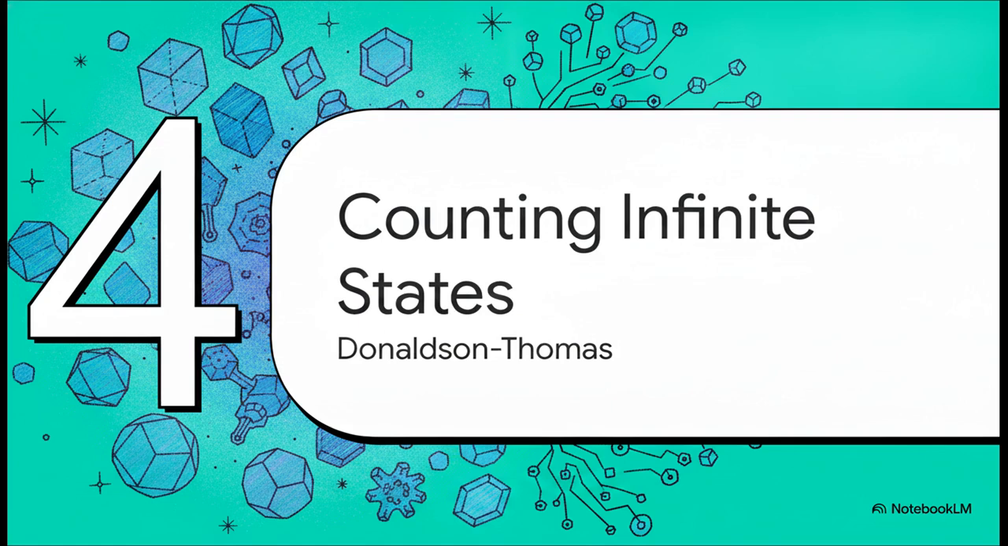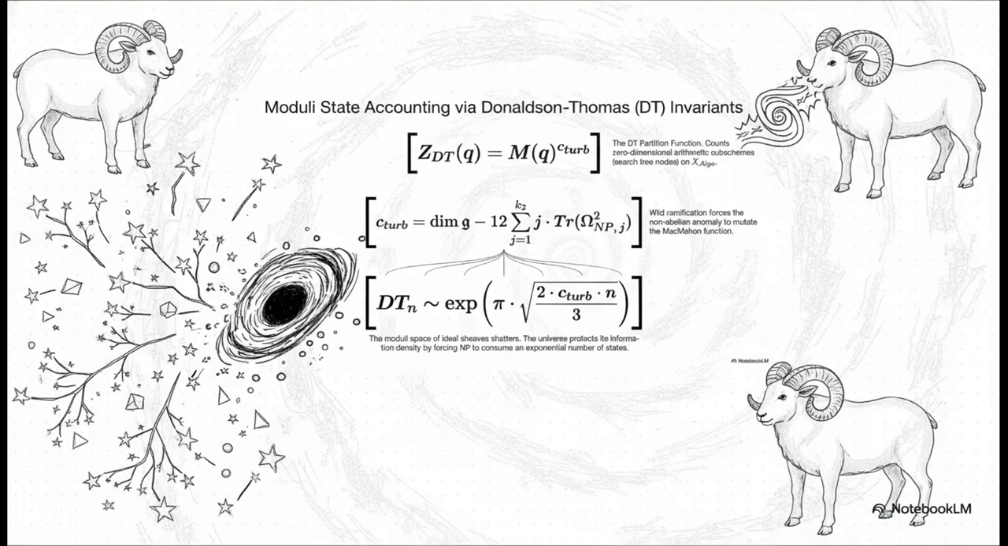Let's move on to section 4, counting the infinite states. To pull off this counting, we use Donaldson-Thomas invariants, denoted as Z_DT. In this expansion, the wild ramification of NP mutates the McMahon function, which is raised to the power of the turbulent central charge, C_turb. And that central charge tracks the non-abelian quantum anomaly. This explicitly isolates an exponential growth rate, proving the universe is absolutely forced to consume an exponential number of ideal sheaves just to map the search tree.